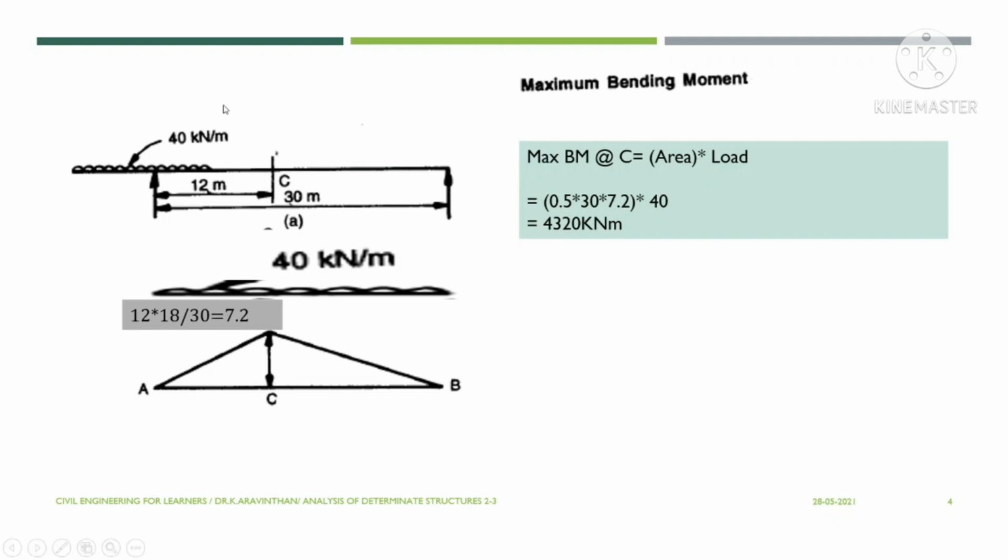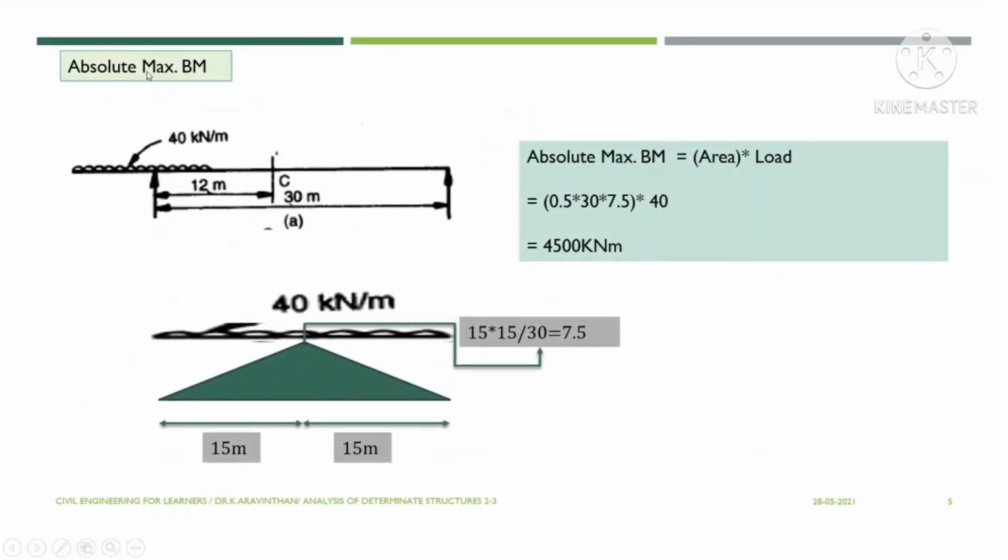In the previous problem, if you refer, the UDL might be small. If that is the case, then the UDL will be placed exactly at C with the ratio of span. So the span might be 12 by 30, and for the same ratio this UDL will be placed in that case. Now it is not required, and so your maximum bending moment will be 4320 kilonewton meter.